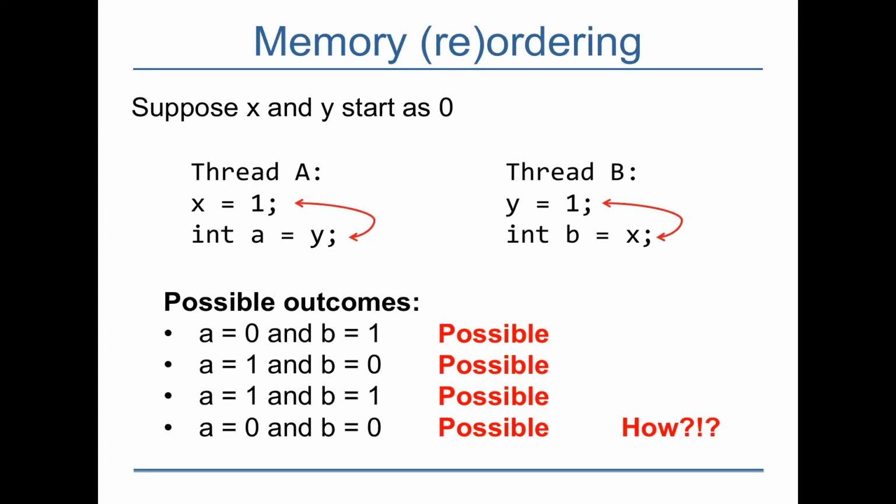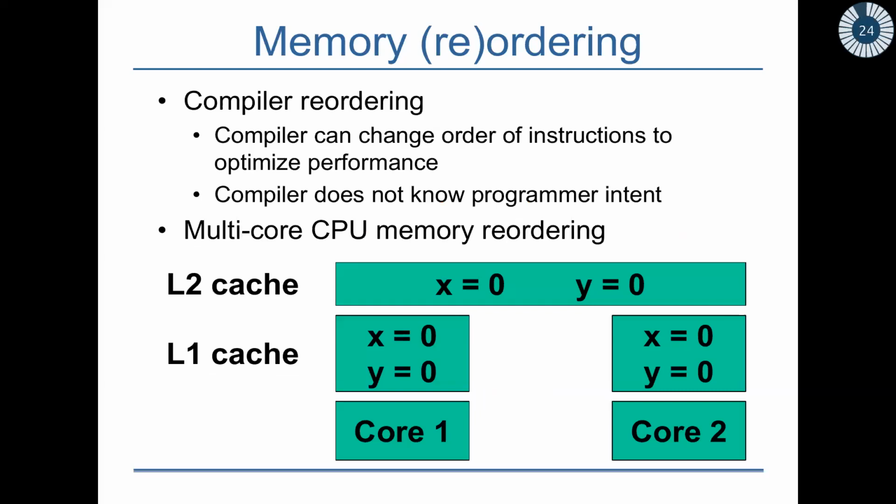Okay, so what about something in between, when we have a equals 0 and b equals 1? How is that possible? Well, again, it can get reordered on one side but not on the other. On one side it can be x equals 1, a equals y, and on the other side it can be b equals x and y equals 1. And because it was reordered in the second case but not in the first, you can get 0, 1. And if you do the other way around, you get 1, 0. So the compiler reordering is straightforward, because it can do that to optimize performance, and the compiler doesn't know that you're running multiple threads or your intent. It just sees some function and nothing special there.